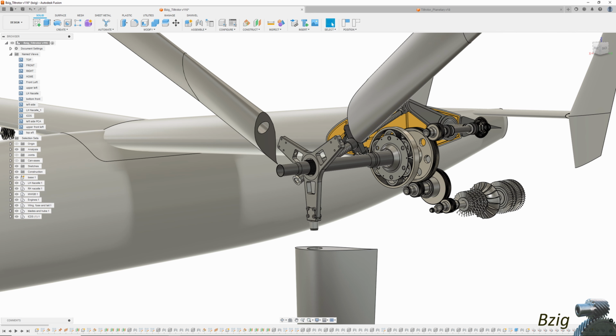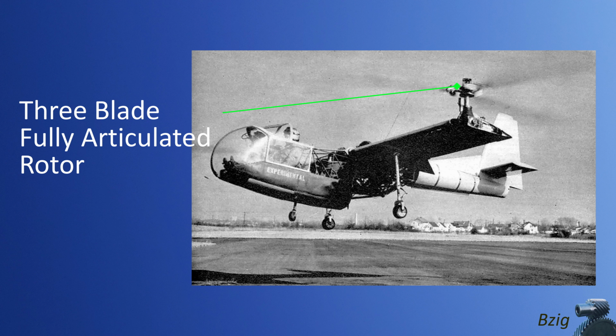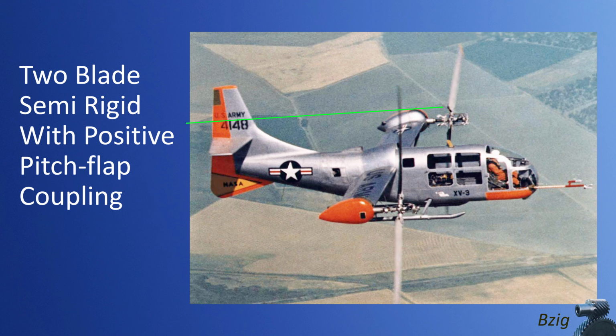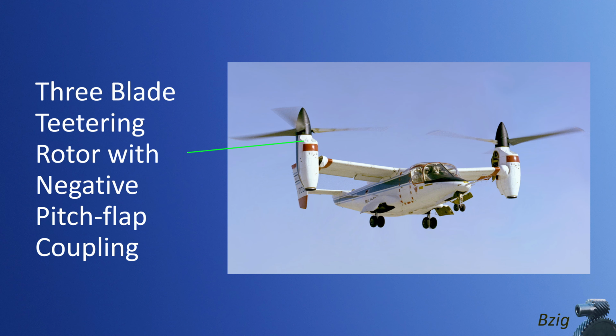And this is a super interesting piece of the development of the technology of tilt rotors. The very first tilt rotor started with a fully articulated rotor system. Then it became a 2-bladed teetering rotor system with positive pitch flap coupling. And they finally ended up with the 3-bladed teetering rotor with negative pitch flap coupling.